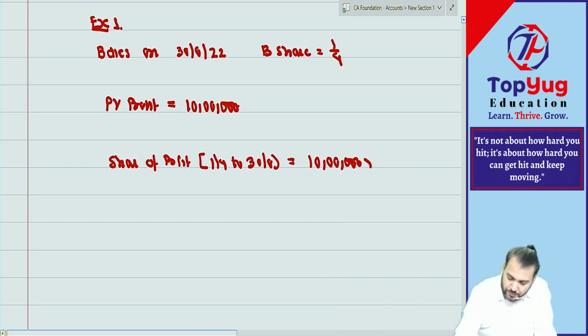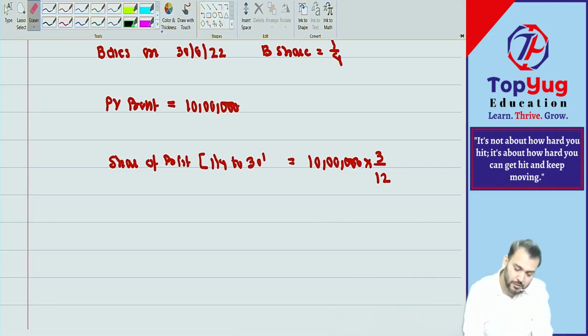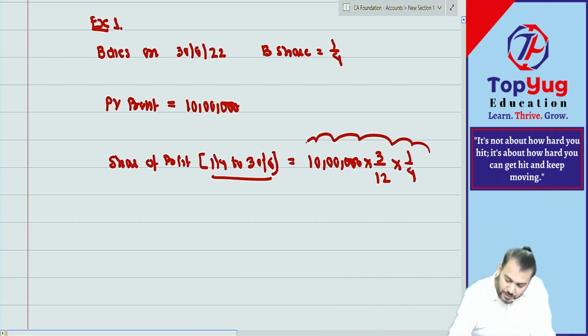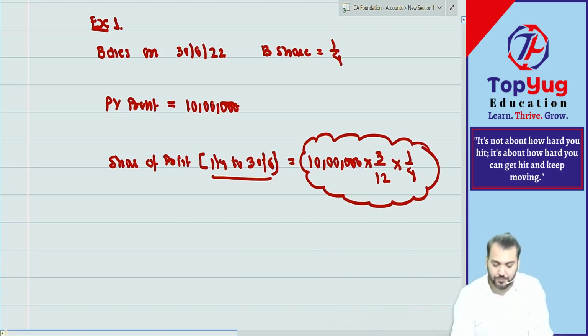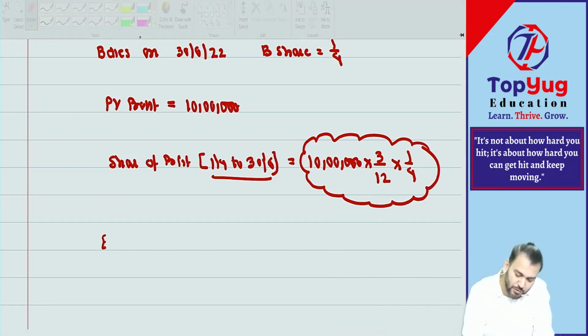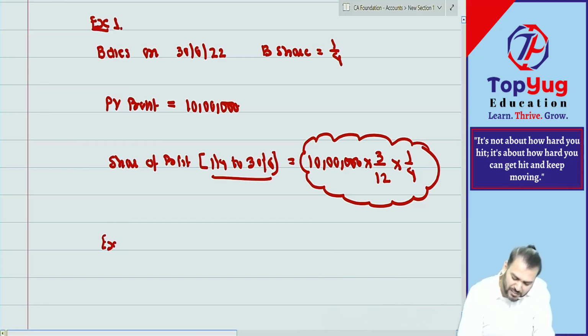This is 12-month profit. First we'll calculate 3-month profit. 3 by 12, yes or no? Last year profit is for how many months? But we need to calculate from April, May and June, 3 months, into his share. So this will become his share of profit on estimated basis. Correct? Understood? That amount you calculate. Have you understood what I am doing? Already last class I have taken one question.